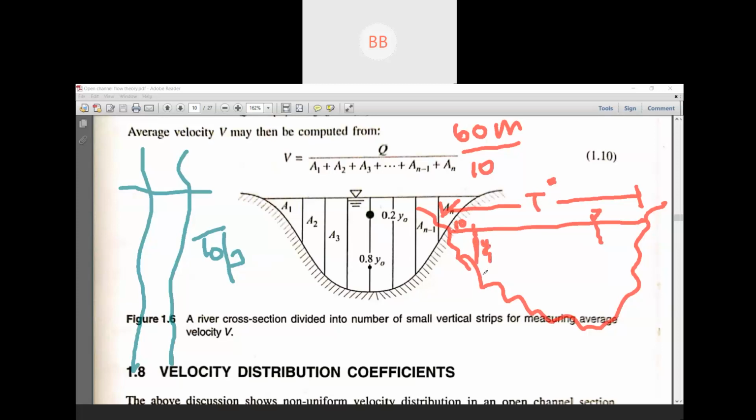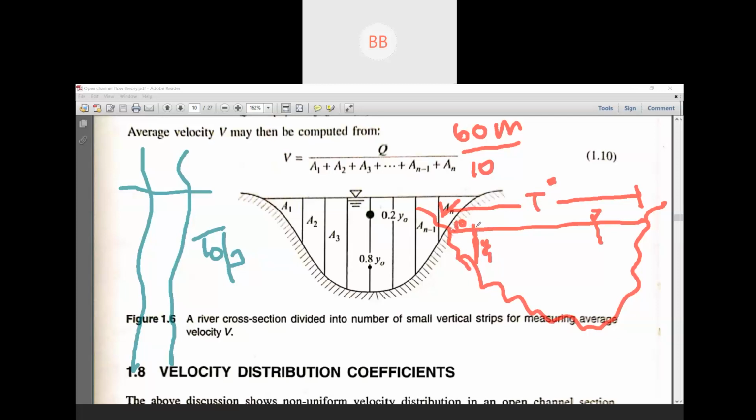Okay, understood? Or you can use a cross staff also. It depends, it's up to you. You have to measure the depth. So we take a boat, we travel 10 meters from the bank of the river. Then as soon as we reach 10 meters, we measure our first depth, y1.